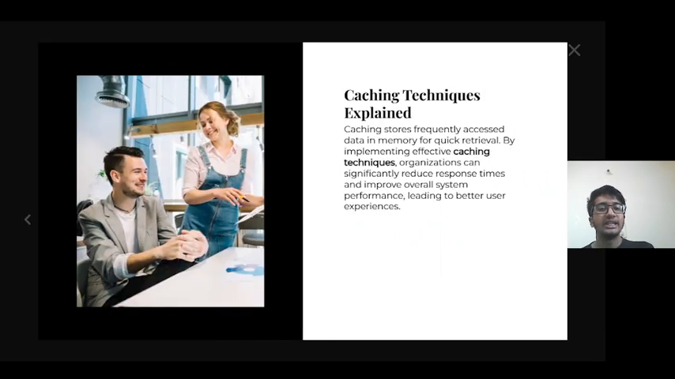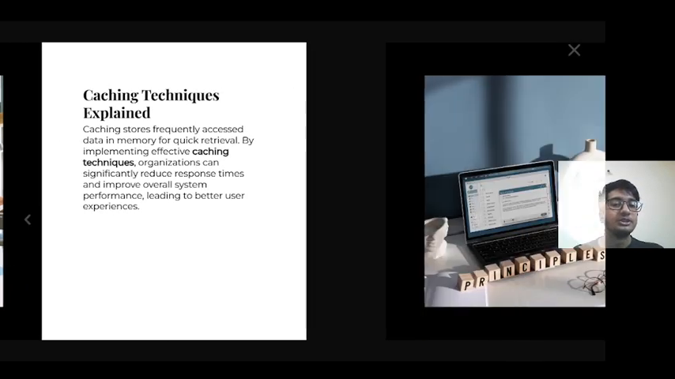Then these are caching techniques. Caching techniques store frequently accessed data in memory for quick retrieval. By implementing caching techniques, organizations can significantly reduce response times and improve overall system performance, leading to better user experience.